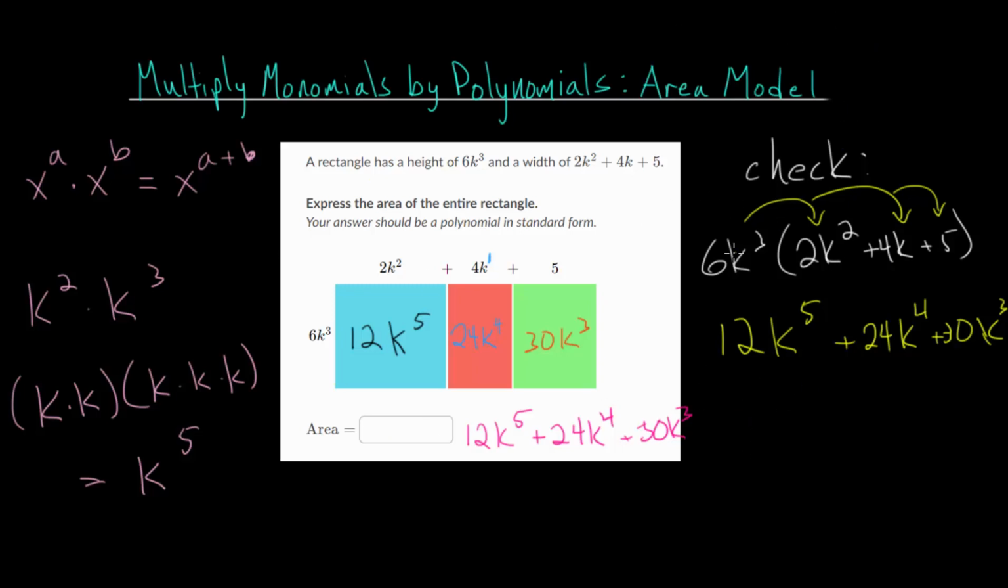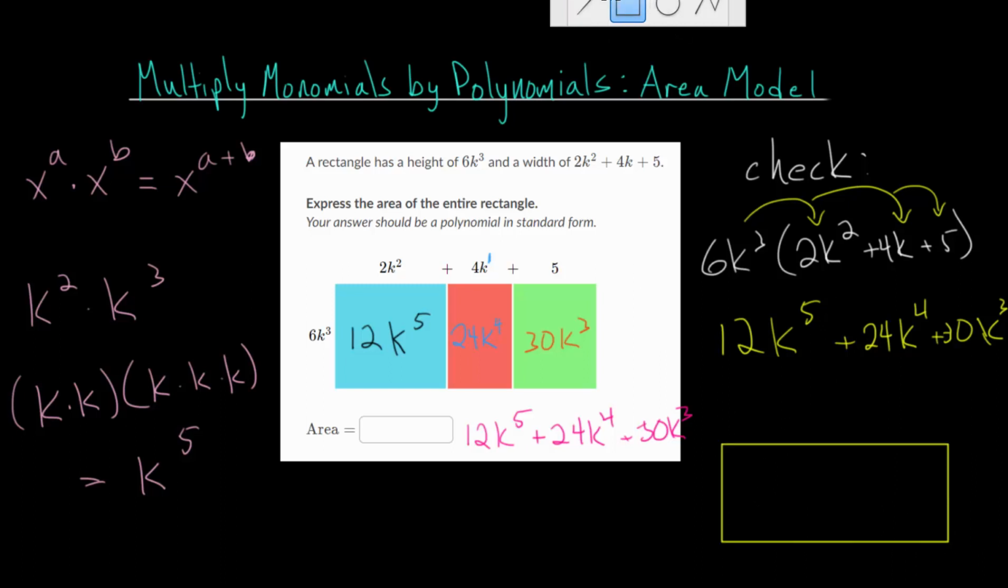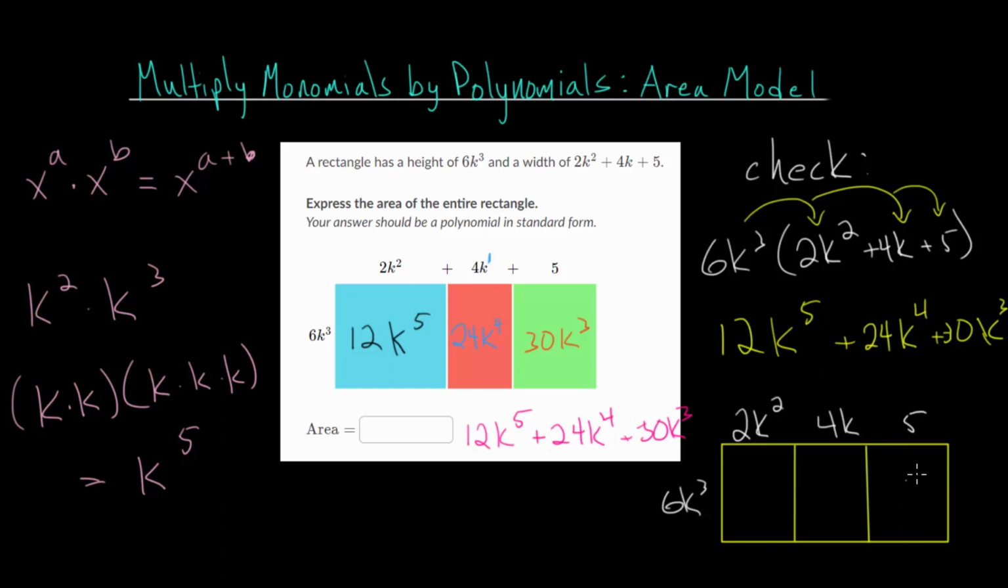And some students do call this the box method, since if you're drawing this yourself, you can create a box, and we'll need to separate it into 3 different parts for its width, since we have 3 different parts for the polynomial. And of course, we know our height, that's our monomial, 6k cubed, and then each term in the polynomial gets one of these boxes. So 2k squared, 4k, and 5. So if you were setting it up by yourself, you would just draw a box and then separate it into however many pieces you need, depending how many terms you have, how many different things you're adding or subtracting.